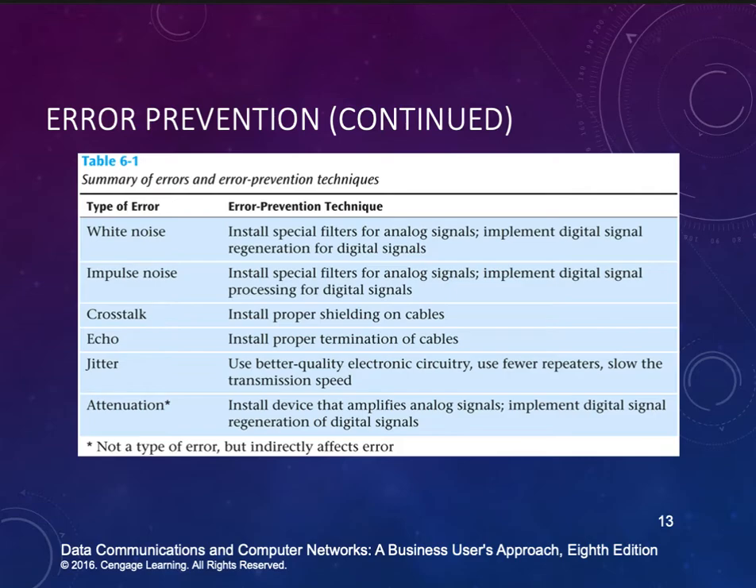The table here shows error prevention. For example, white noise: install filters. Impulse noise: same thing as white noise. Crosstalk: proper shielding. Echo: proper termination of cable, where signals are not repeated again or bounced back. Jitter: basically use better electronic repeaters so that they're synchronous. Attenuation: install amplifiers, as I mentioned just now, over a long distance.